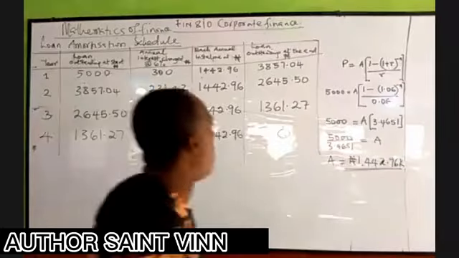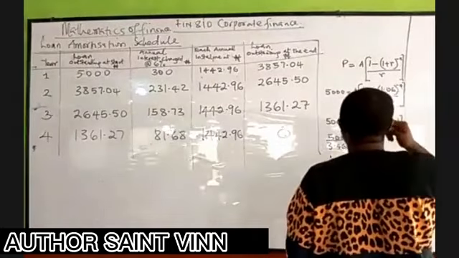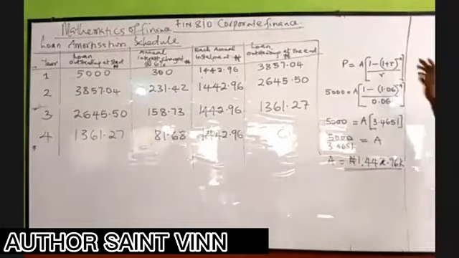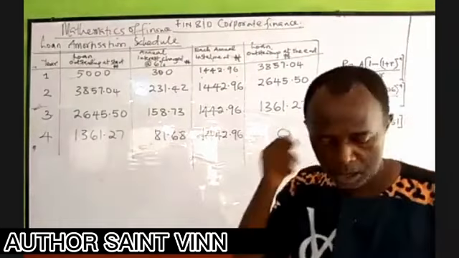The formula is raised to the power minus n. It's minus n. So what is the n? Where n is what, sir?